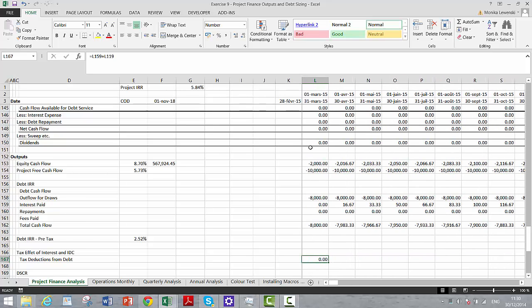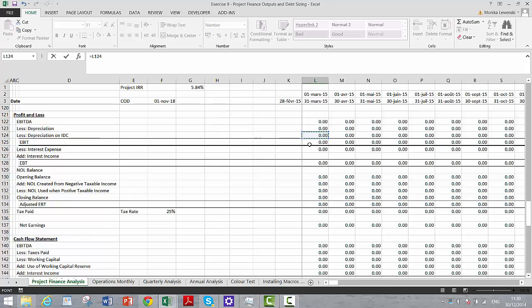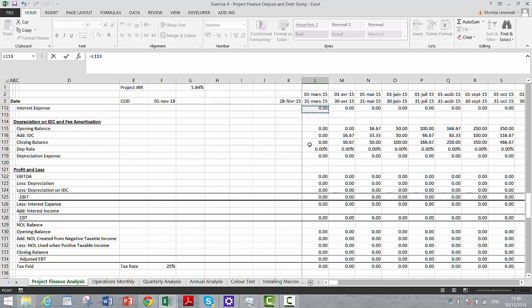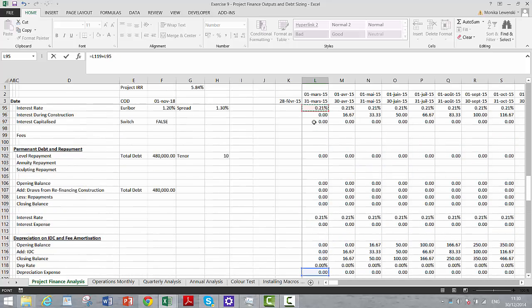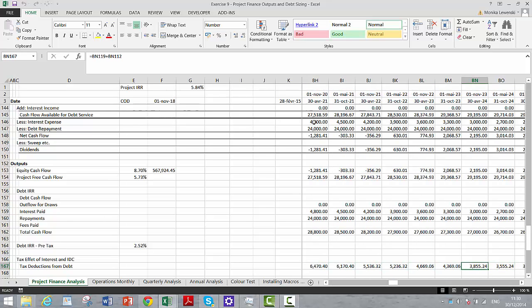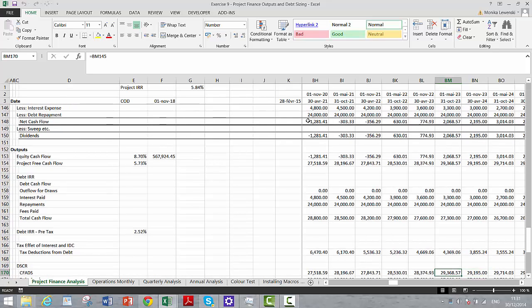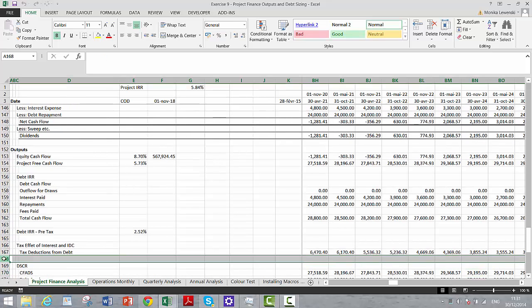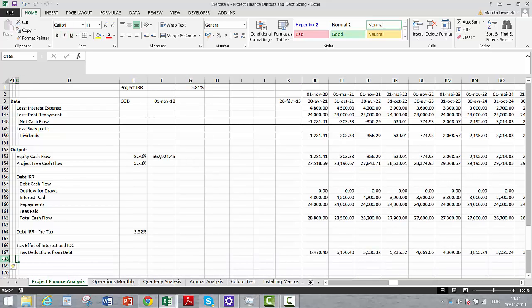Okay, oops, Shift Control R, and then, oh, I was wrong. We get to deduct the IDC depreciation, and we get to deduct the interest expense. I added the interest we paid during the construction, so that was wrong. Okay, this is how much interest we get to deduct, and then we can compute the tax shield.